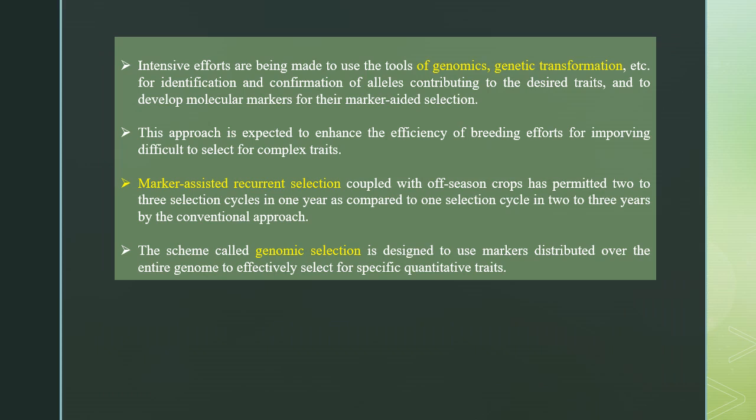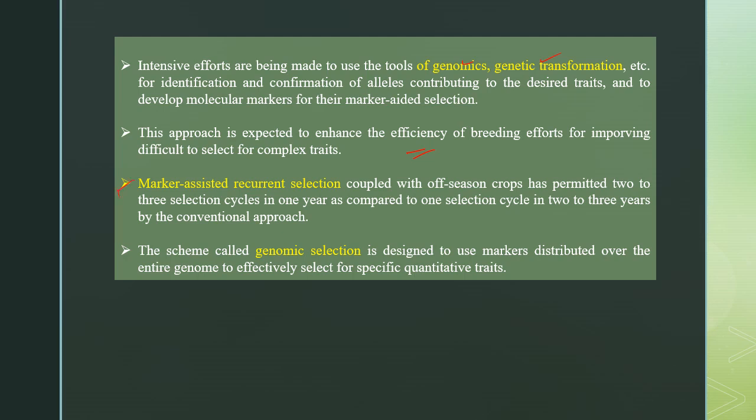Intensive efforts have been made to use genomics and genetic transformation for identification and confirmation of the alleles contributing to the desired traits, and to develop molecular markers for their marker assisted selection. This approach is expected to enhance the efficiency of breeding efforts by improving selection for difficult, complex traits. That means this approach will help us in selecting those complex traits which are generally impossible to select by the naked eye. We need some evidence, and these molecular approaches are giving such evidence.